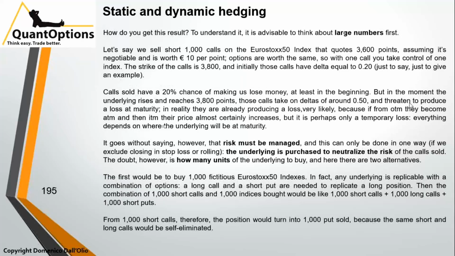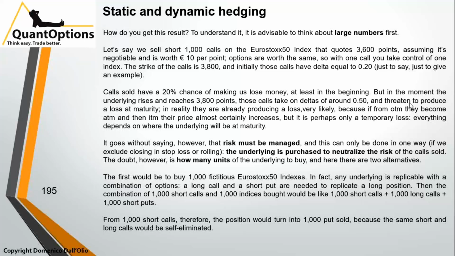How do you get to this result? To understand it, it is advisable to think about large numbers first. Let's say we sell short 1,000 calls on the Euro Stoxx 50 index that quotes 3,600 points, assuming it's negotiable and is worth 10 euros per point. Options are worth the same, so with one call you take control of one index. The strike of the calls is 3,800, and initially those calls have delta equal to 0.20, just to make an example. Calls sold have a 20% chance of making us lose money, at least in the beginning.